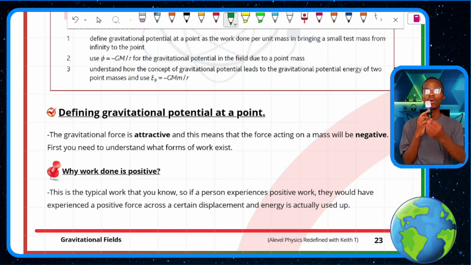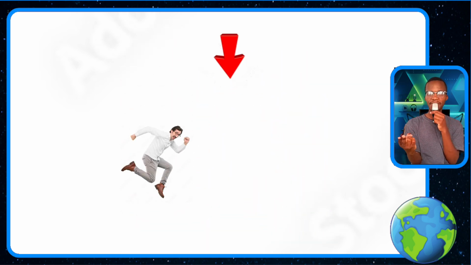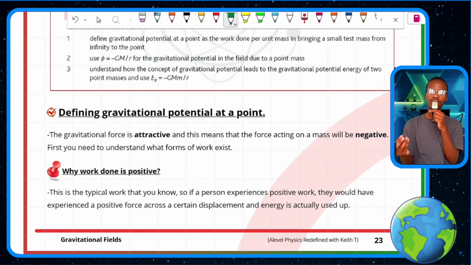So you need to understand what form of work can exist, because a body is just going to move, right? If you jump up, you're going to find yourself falling down, right? So you're going to find yourself experiencing a force, moving a certain displacement, so work is done. Right, so we need to understand, what is that work that is being done? Does it have a special name? Why are we just doing work without us actually moving or doing anything? What's happening? In this video, we're going to explore that.